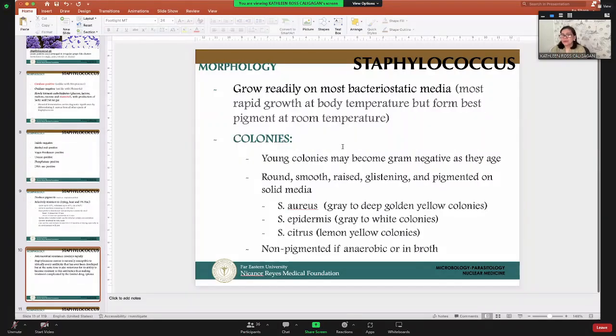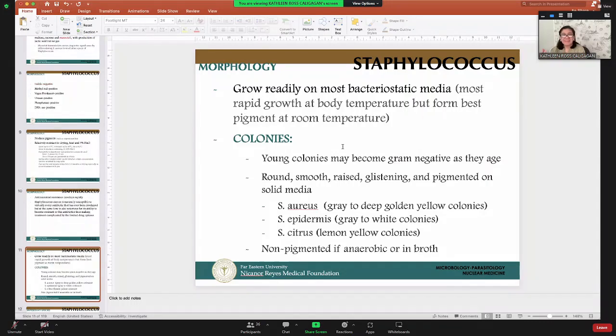They can grow readily on most bacteriologic media. The colonies appear as round, smooth, raised, glistening, and pigmented on solid media. Pigmented on solid media, but colonies are non-pigmented if isolated in an anaerobic environment or in a broth.